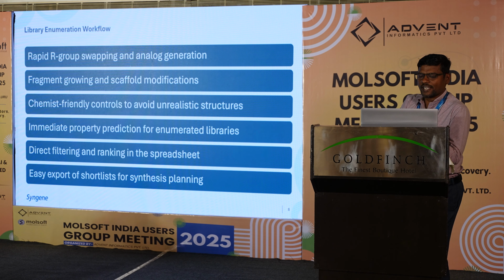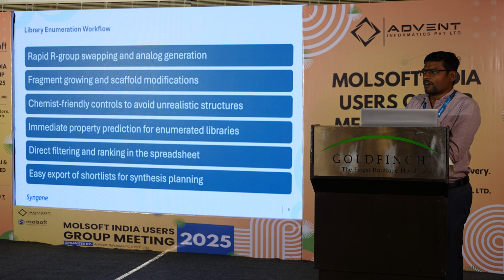The other one is library enumeration. This library enumeration is useful sometimes if we have a lot of libraries, even in-house. For example, if you want to do amide coupling, you have a lot of compounds in-house.